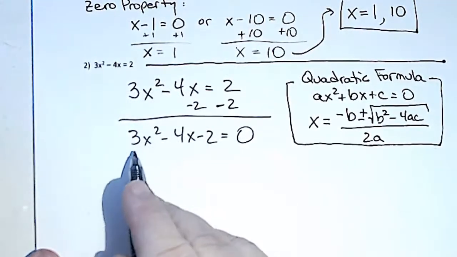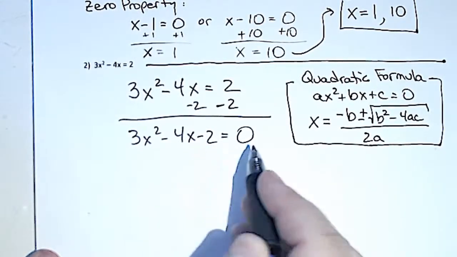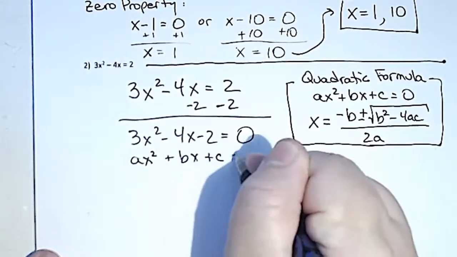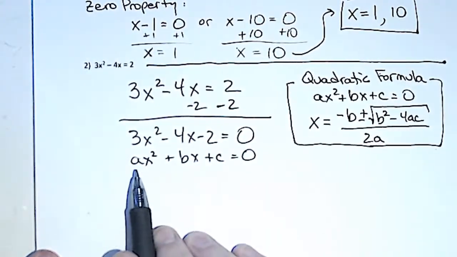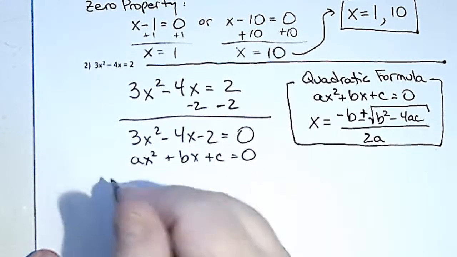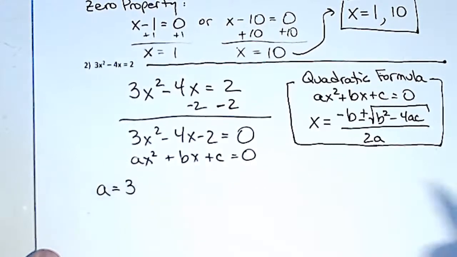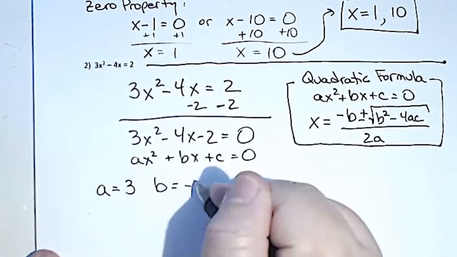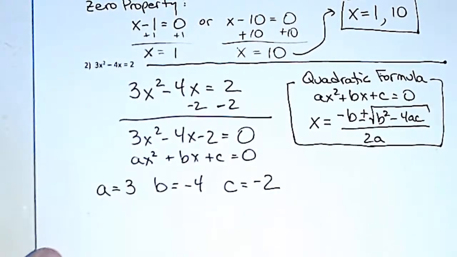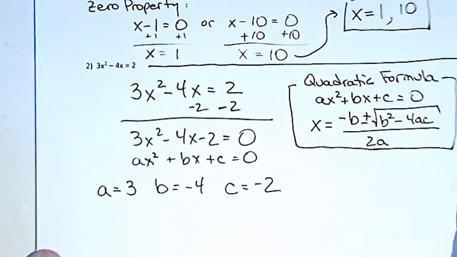So if I have 3x squared minus 4x minus 2 equals 0, I'm going to line it up against a, b, and c. So we've got it in descending order. A equals 3, b equals negative 4, and c equals negative 2. The next step is to use the formula.